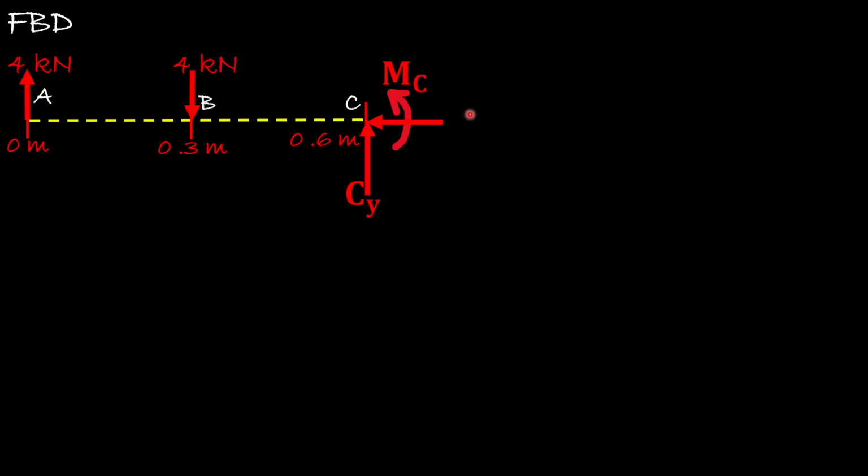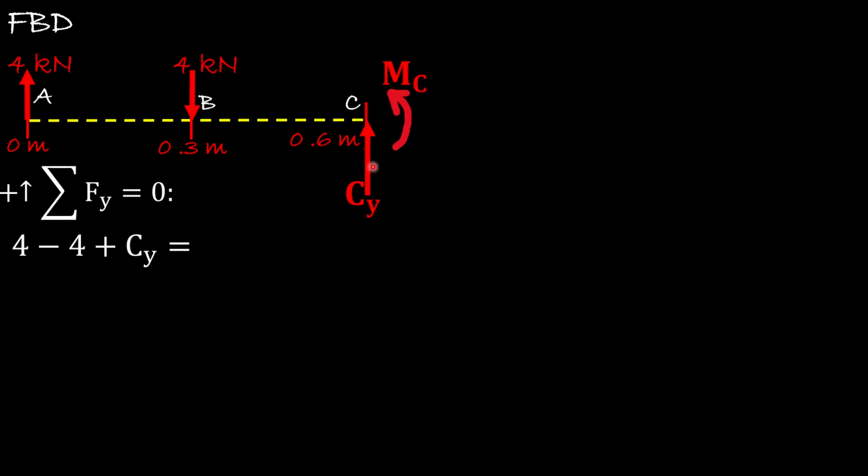Also, it restricts the rotation, or in other words, the moment. The only horizontal force is C sub x, and there are no applied horizontal forces, so C sub x will be 0, and we can remove it. Next, we will sum the forces in the y direction and equal it to 0, where forces going up are positive. So this one is positive 4, this one negative 4, and this one positive C sub y. We equal all this to 0. That gives us that the vertical force is 0, so this one can be removed.